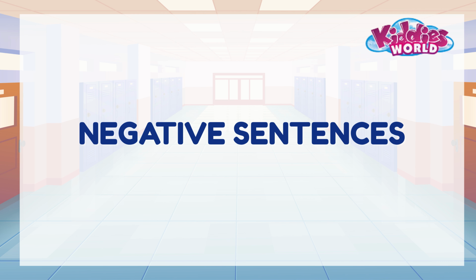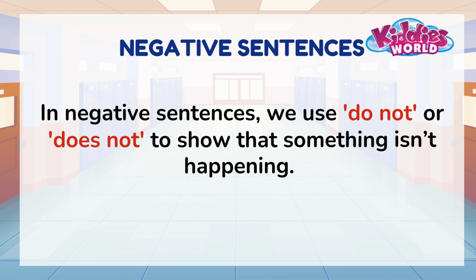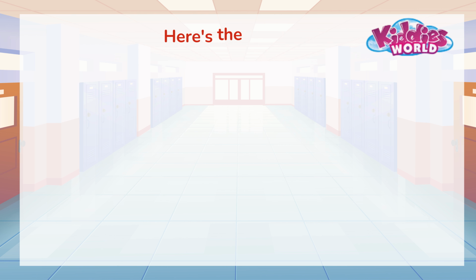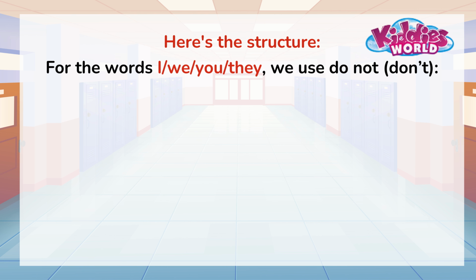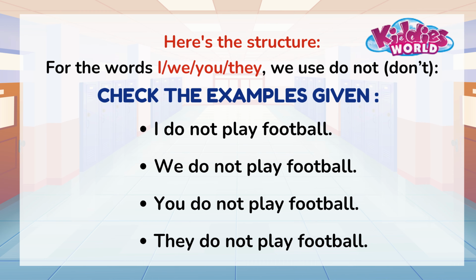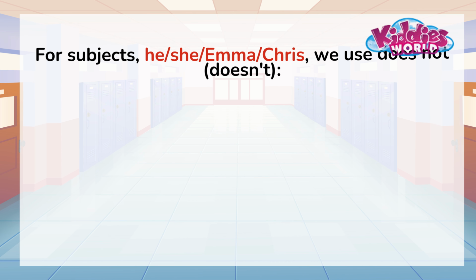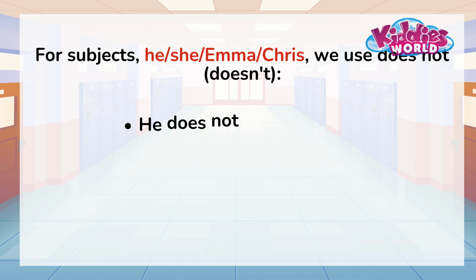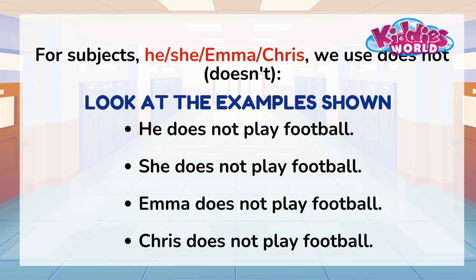Negative sentences. In negative sentences, we use do not or does not to show that something isn't happening. Here's the structure. For the words I, we, you, they, we use do not, don't. Refer to the examples provided. For subjects, he, she, Emma, Chris, we use does not, doesn't. Look at the examples shown.